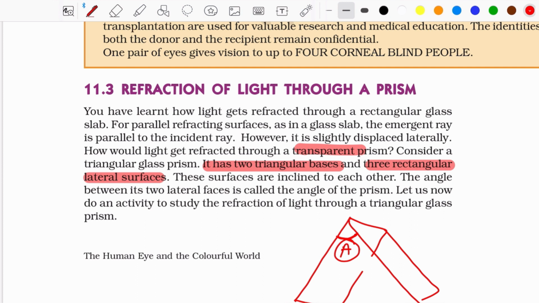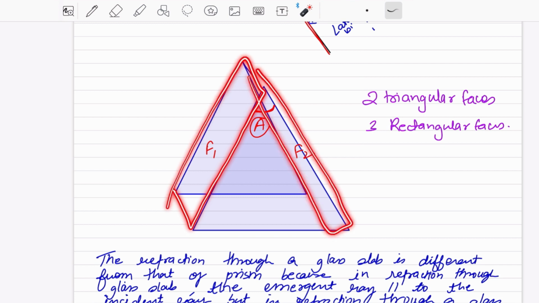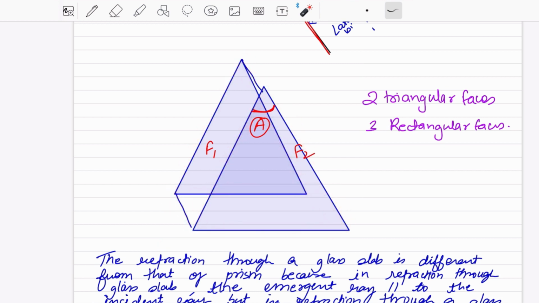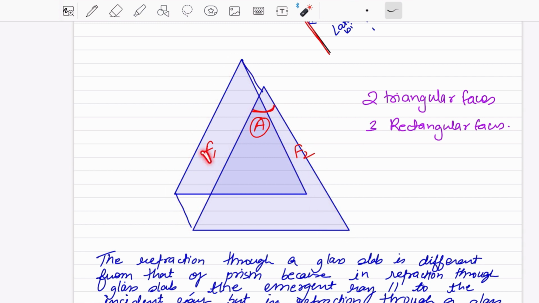Let us do an activity to study the refraction of light through a triangular prism. So what they are saying, we have two triangular faces and three rectangular faces: 1, 2 and the bottom one 3, right? These two faces are inclined with each other and this angle is known as the angle of prism. This face is known as face 1 because at this face the first refraction will occur, and at this face the second refraction will occur, that's why it is known as face 2.